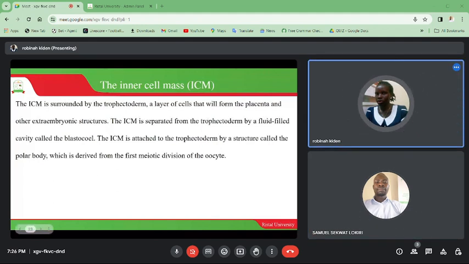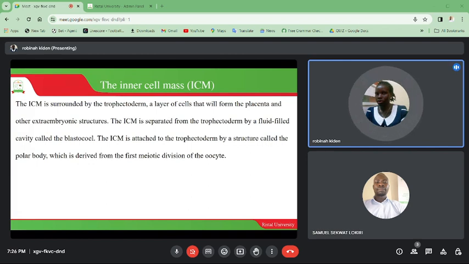The ICM is surrounded by the trophectoderm, which is a layer of cells that will form the placenta and other extra-embryonic structures. The ICM is separated from the trophectoderm by a fluid-filled cavity which is called the blastocoel. The ICM is attached to the trophectoderm by a structure which is known as the polar body, which is derived from the first meiotic division of the oocyte.